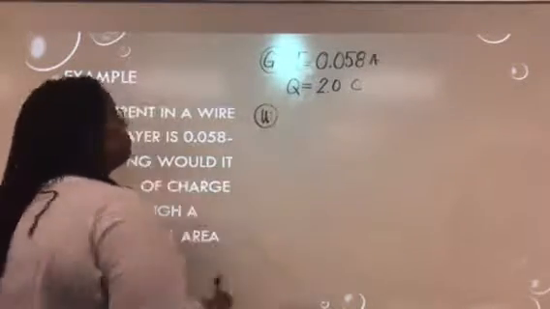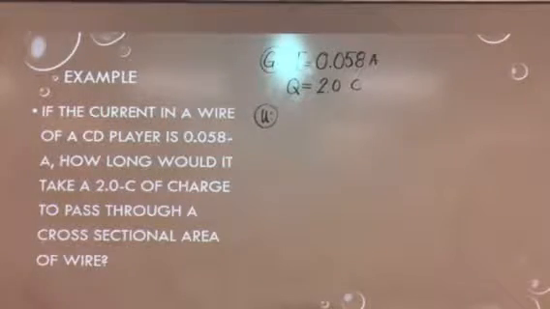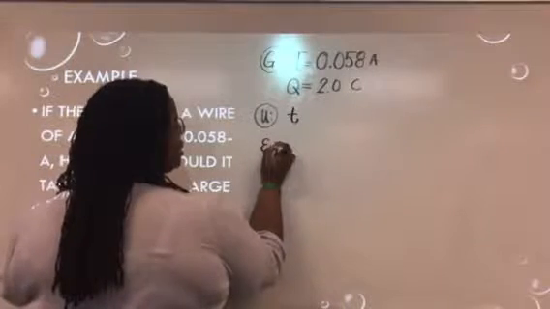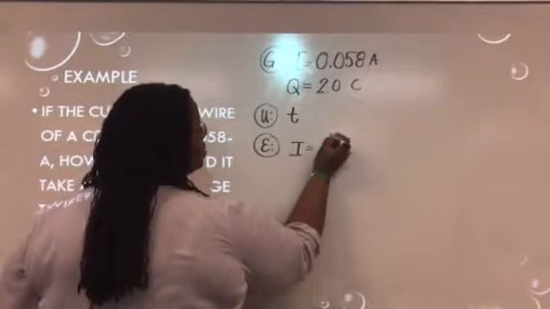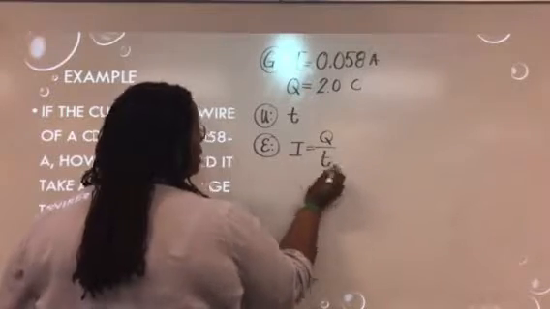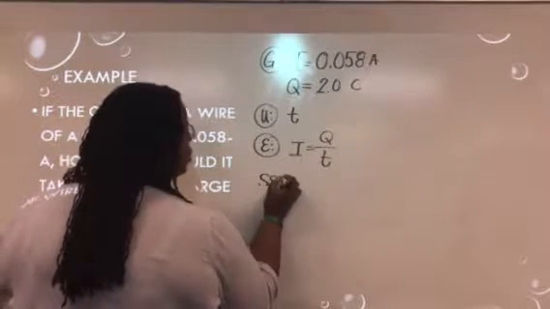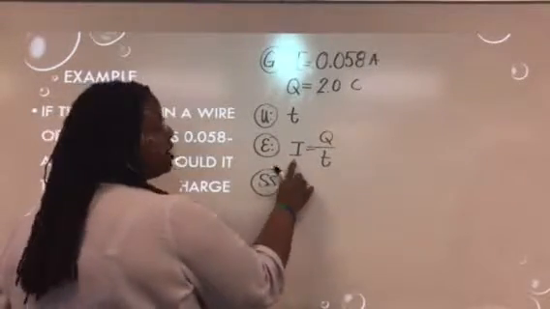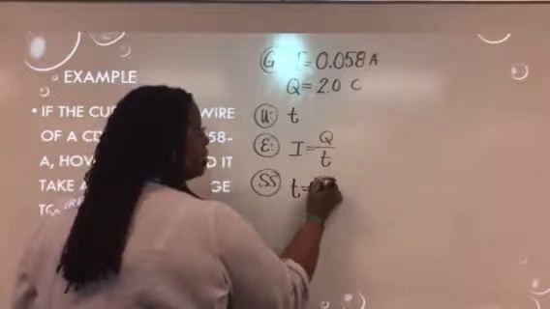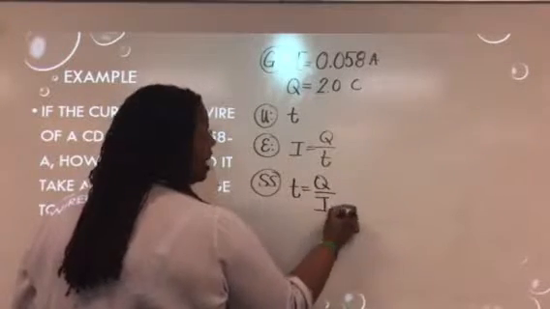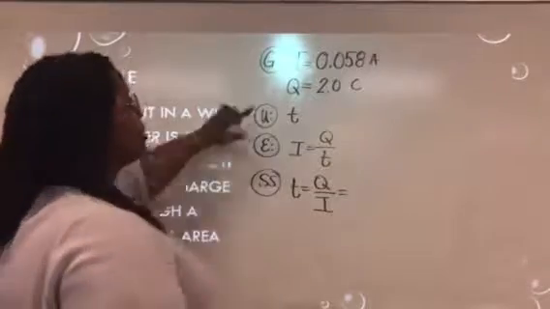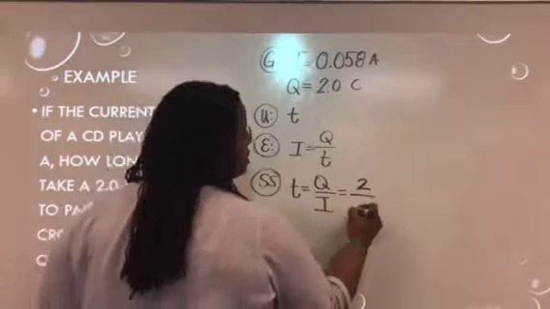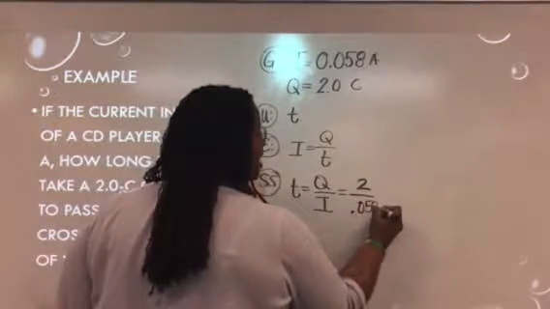Our unknown, how long would it take? So we're looking for time. The equation, I equals Q divided by T. Whenever we are looking for what is on the bottom, after checking that our units are correct, T and I will switch places. T equals Q divided by I. From here, plug in your numbers. Q is going to be 2. Here, our current is 0.058.